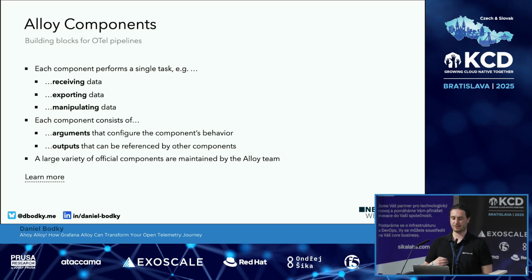And normally each component does a single task. So it either receives data, so it's the equivalent to a receiver in the OTel collector configuration. It exports data, the equivalent to an exporter, or it manipulates data. So that could be a connector or processor or something like that. And each component consists of arguments, which you use to configure your components, and outputs. And those outputs are what can be referenced. You can think of it like public attributes, public variables. The outputs are something that you can reference from other components, and this is how you build your pipelines at the end of the day, or reuse values that you might have used somewhere else already.